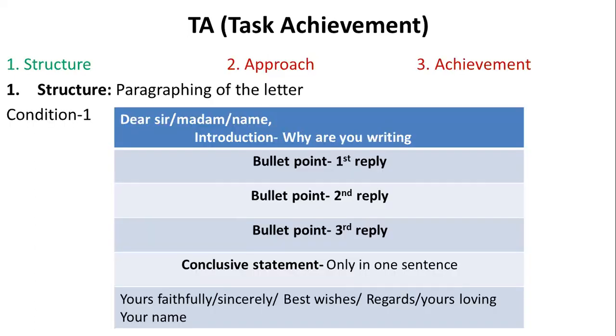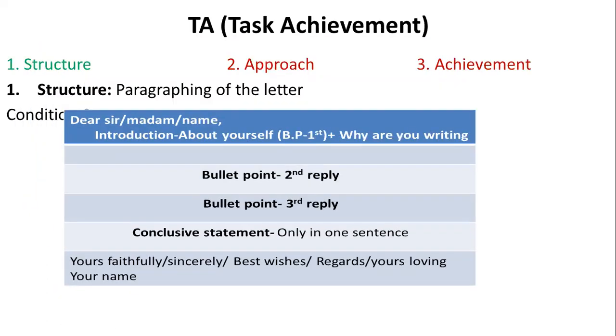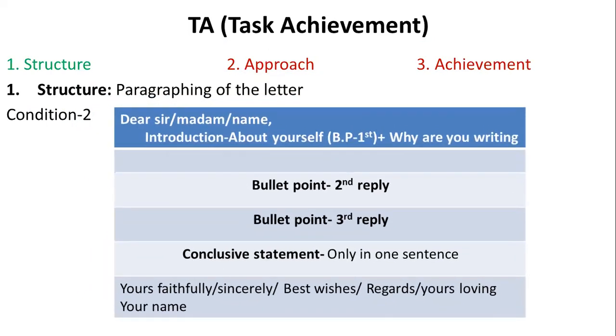In the first condition there will be 5 paragraphs: first is the introduction, then 3 paragraphs for the bullet points. But in the second situation there will be one less paragraph. There will be only 2 main body paragraphs besides the introduction part, because bullet point one is in the introduction. And then the last conclusive statement and ending are common to both conditions.